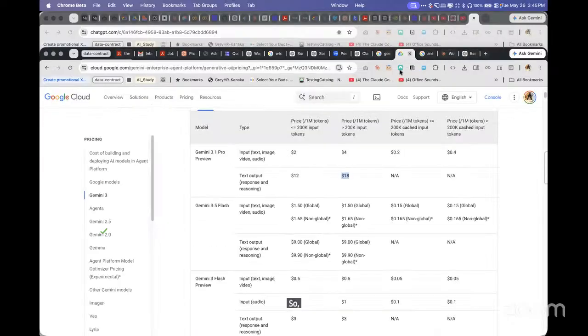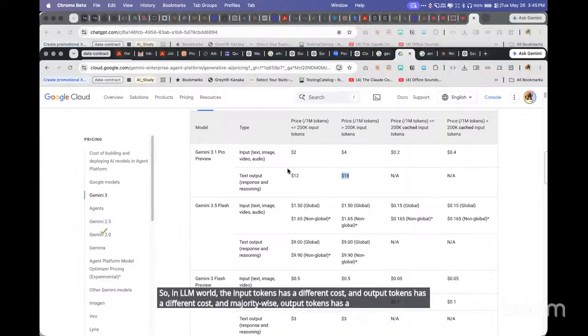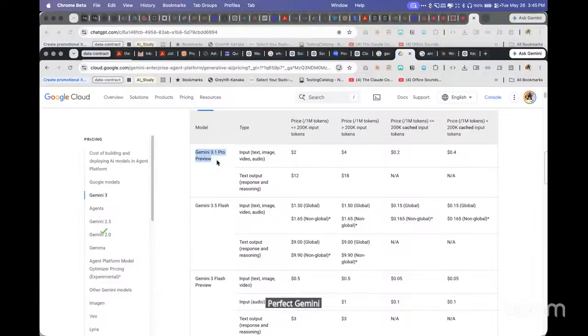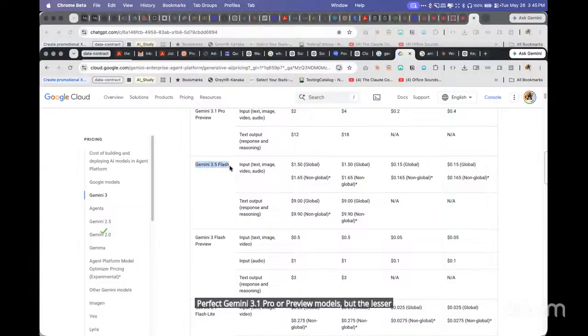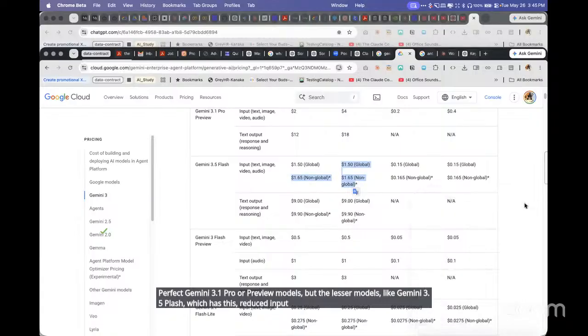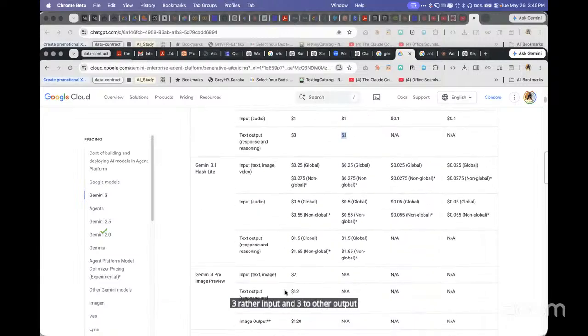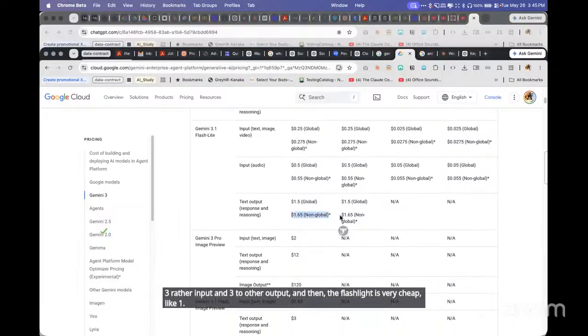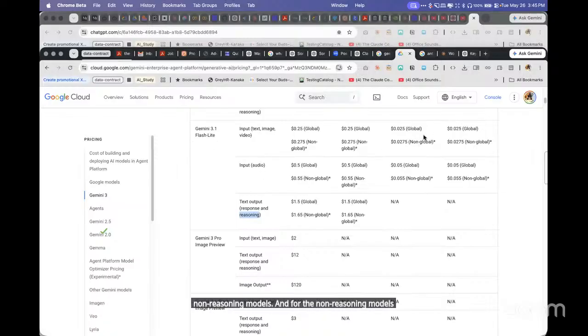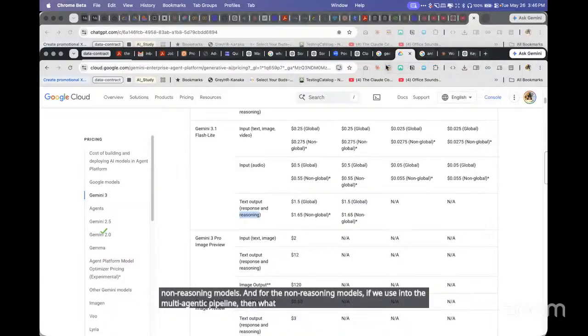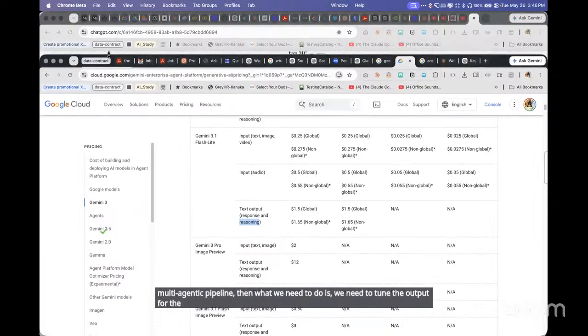So in the LLM world, input tokens have a different cost and output tokens have a different cost, and for the majority of models, output tokens cost more than input tokens. The cheapest models we can use for agentic work are not the perfect Gemini 3.1 Pro or preview models, but lesser models like Gemini 3.5 Flash, which has reduced input and output cost, or Gemini Flash Preview, which is a very good model for text input at $3 input and $3 output. And then Flashlight is very cheap, like 1.65 input and 1.65 output for the text response. These are generally non-reasoning models, and if we use non-reasoning models in a multi-agentic pipeline, then we need to tune the output using our prompting techniques.